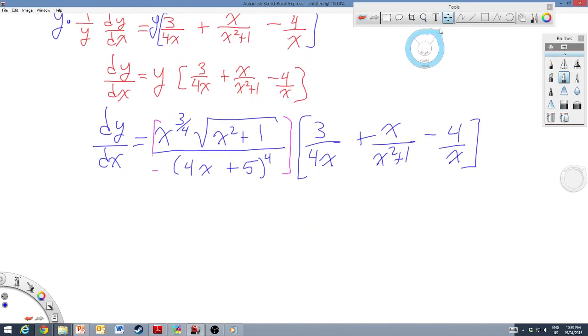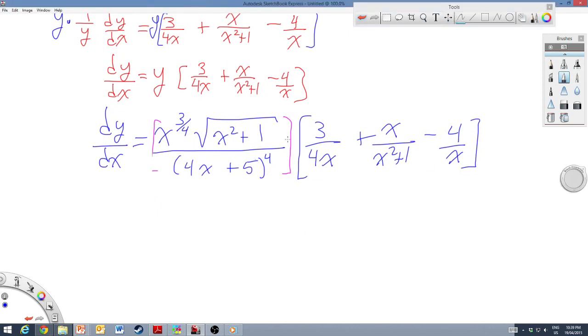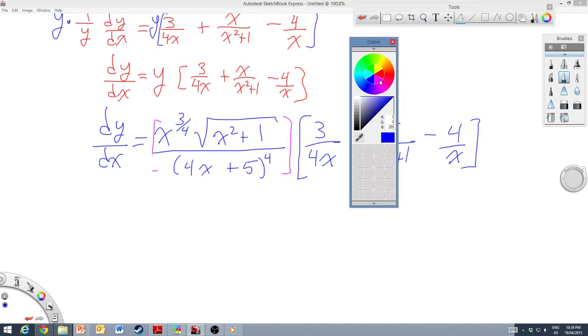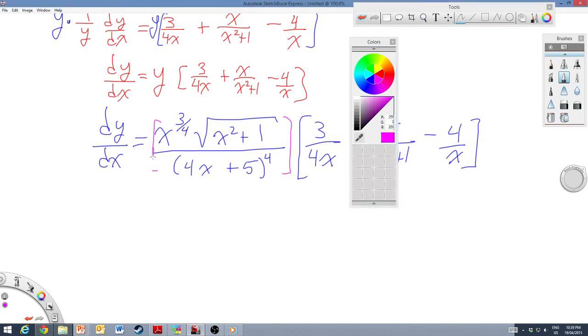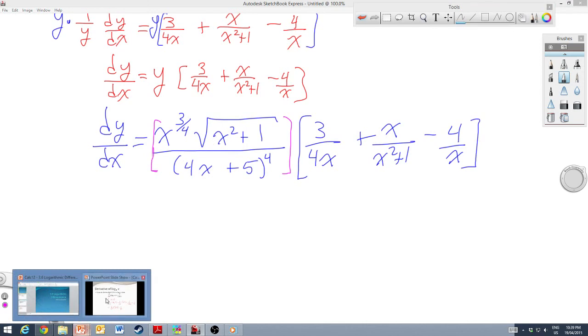horrendous looking rational function. And if I were to actually take the derivative using product rule and quotient rule, I would end up with the exact same answer, but it would be a lot of effort, which is not necessary because we can use logarithms to do the exact same thing, but much, much easier. Alright, that's how I take logarithmic differentiations.